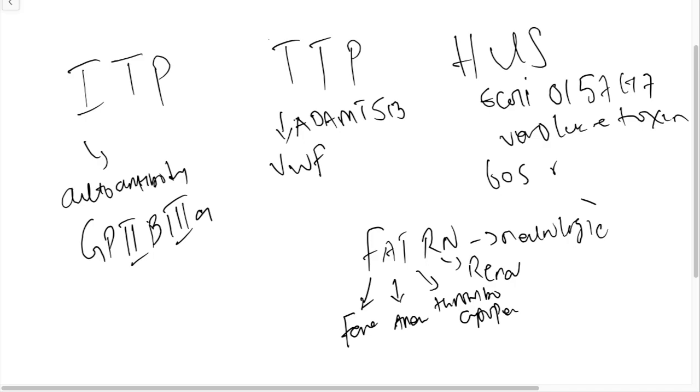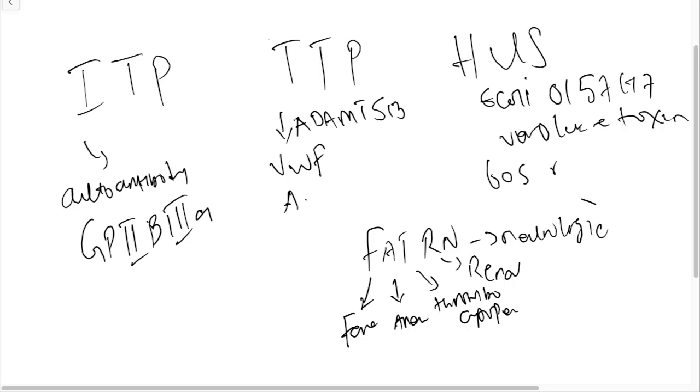But what is the diagnostic criteria for TTP? Two things you need to see to diagnose TTP: anemia, that is microangiopathic hemolytic anemia, and thrombocytopenia. Those are the two things. In HUS, you also need anemia, thrombocytopenia, and renal dysfunction.